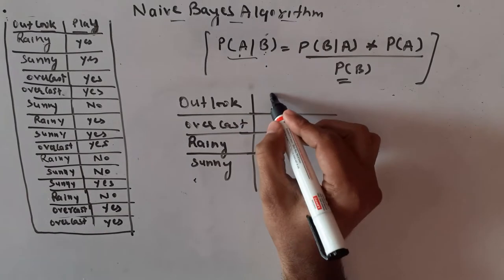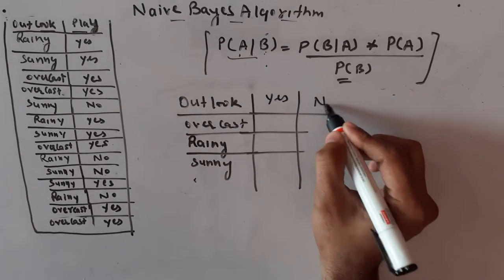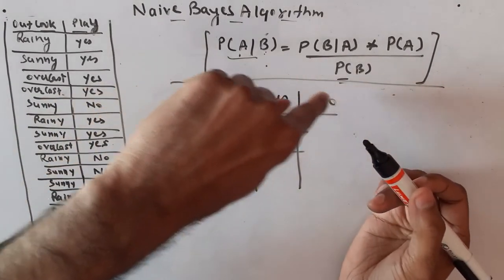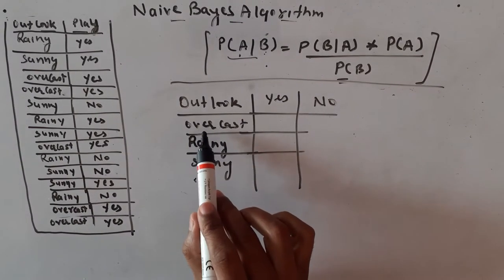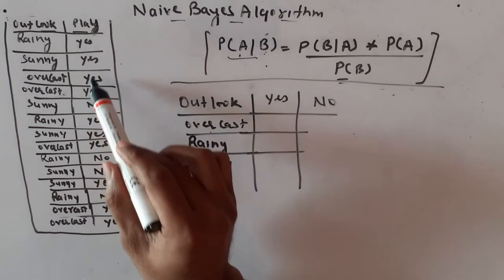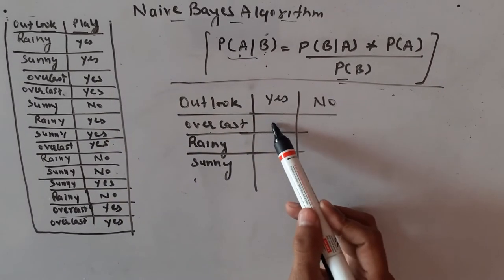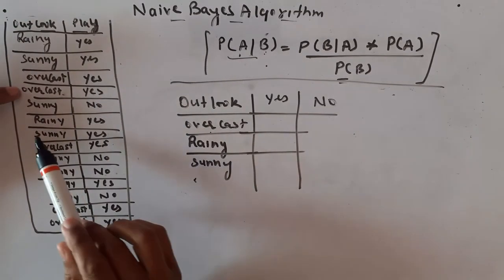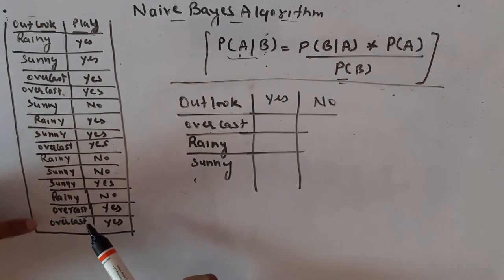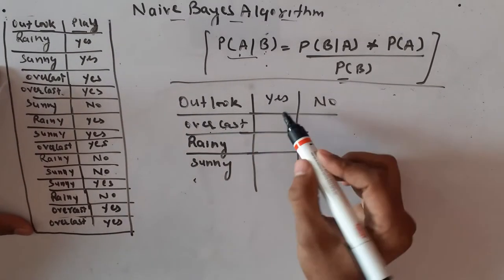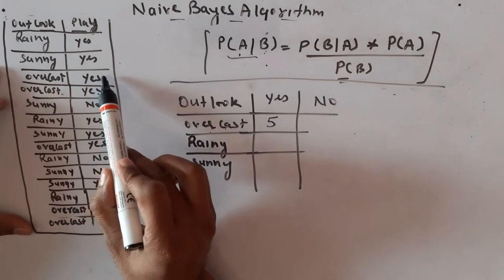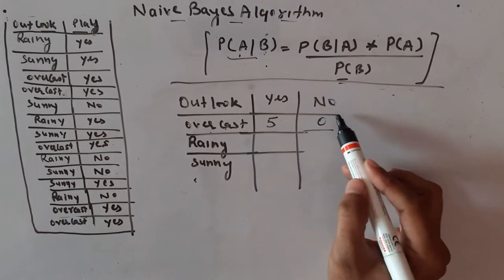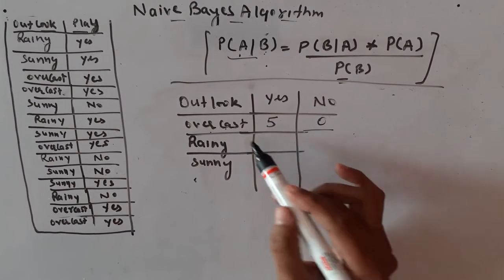So how are we going to convert it? Our table will have an outlook column, a yes column, and a no column. That means if my outlook is overcast, how many occurrences are there that it is a yes? You can see 1, 2, 3, 4, 5. So there are five occurrences of overcast, and all of them are yes, and there is no occurrence of no for overcast.